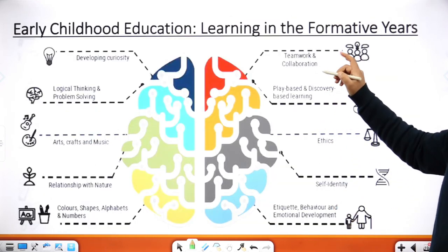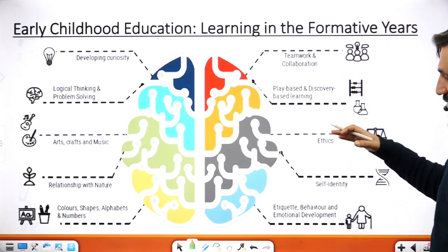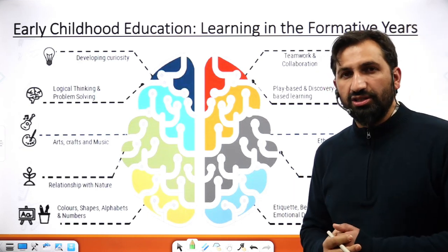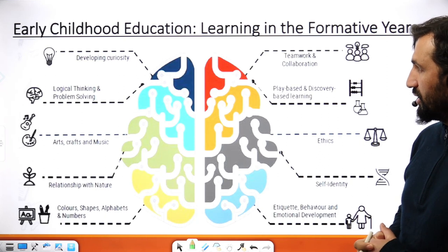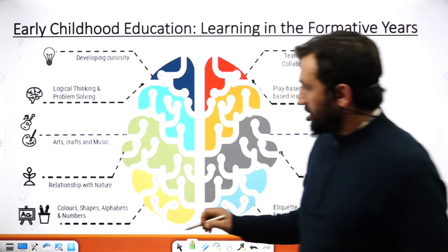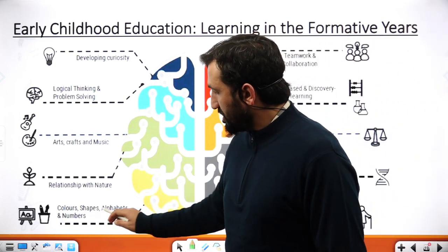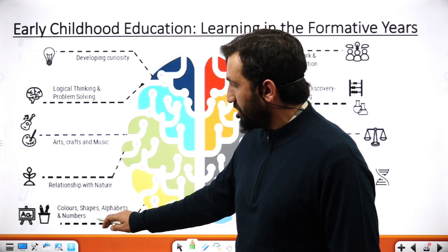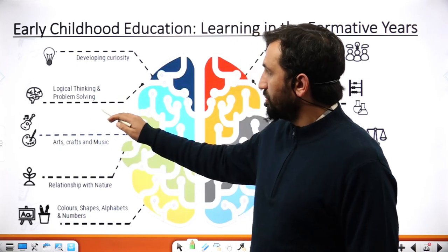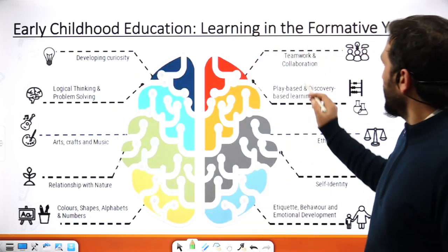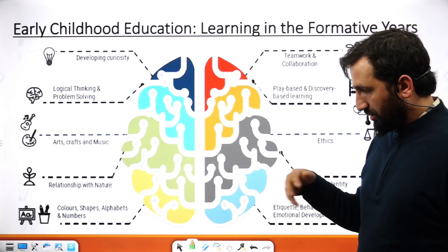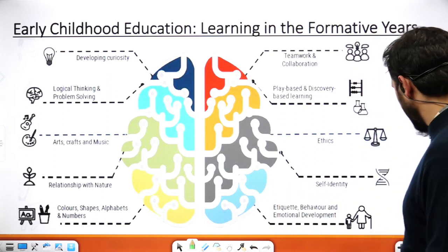Why ECC? Because learning is in the formative years. In the earlier years, brain development happens, that's why there is a focus on early childhood care and education. Because in these years, this is the important thing. In these years the child should learn about colors, shapes, alphabets, numbers. Relationship with nature, arts, craft, logical thinking and problem solving, developing curiosity, teamwork, collaboration. All these things will be taught in these years under the constructivist approach.